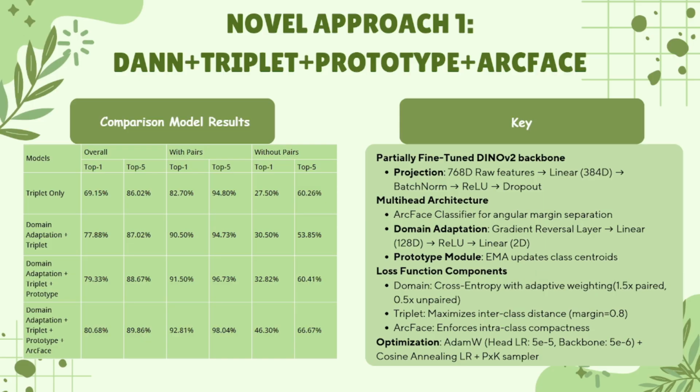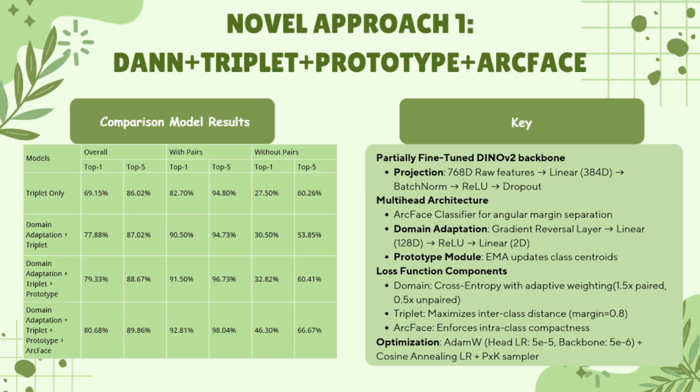Our model architecture consists of 3 main components. First, we use a partially fine-tuned DINOv2 backbone. Specifically, we kept most layers frozen but unfroze the last 2 transformer blocks to allow domain-specific adaptation. The 768-dimensional raw features are then projected down to 384 dimensions through a linear layer with batch normalization and dropout, creating a more compact and generalizable embedding space.